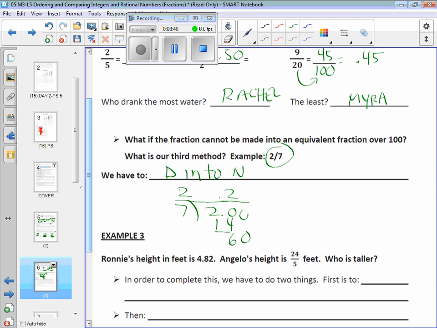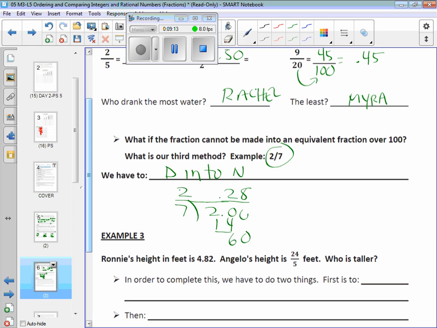Let's carry it out one more place value. 7 into 60. At least how many times? 7 into 60. Come on. Times table snipers, your 7 times table. Stevie. Ryan, help him out. 8. Yeah, 7 times 8 is 56.